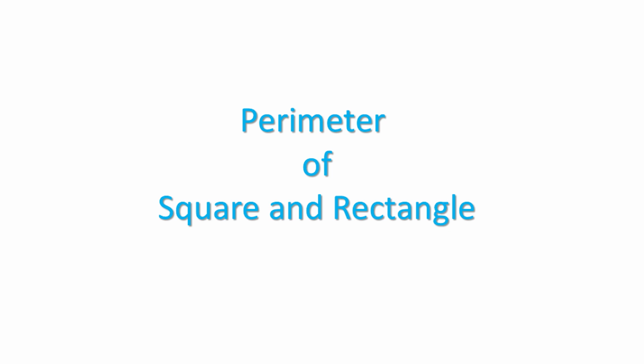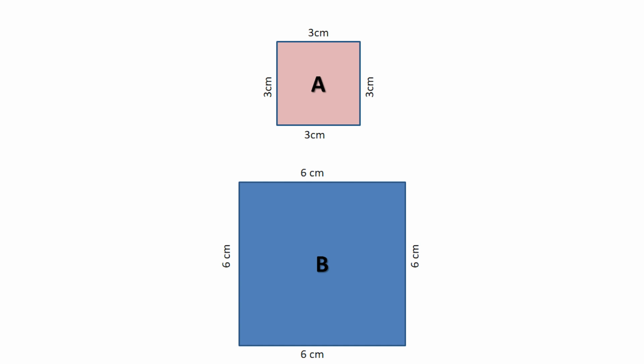We have already discussed the area of a square and the area of a rectangle. Now we are going to see the perimeter of a square and the perimeter of a rectangle. Take one example. Draw a square of side 3 cm. Label it as A. Draw another square with double the side. Label it as B. Find the perimeter of square A and square B.